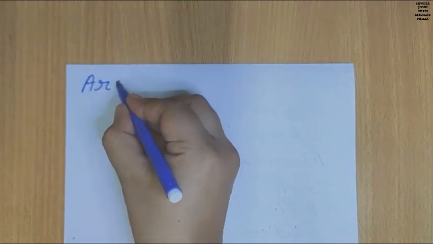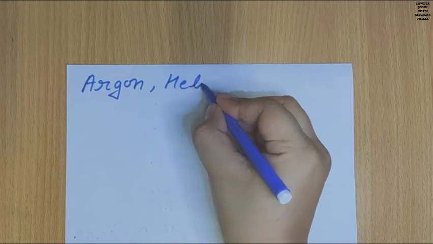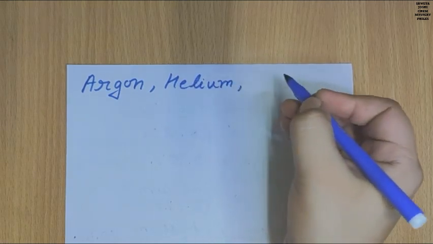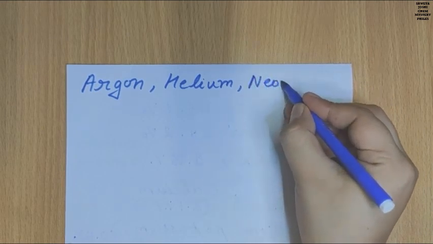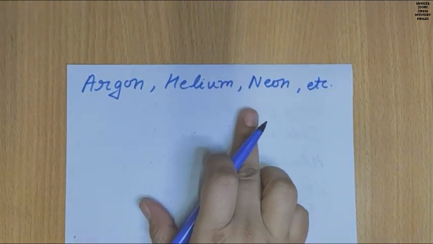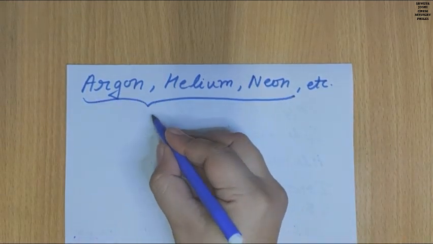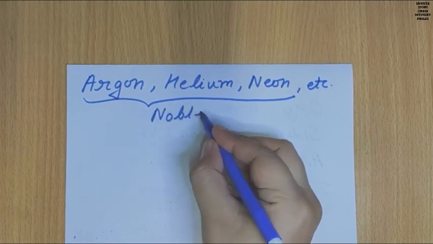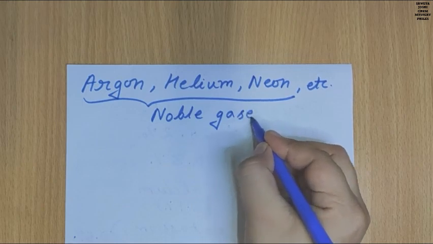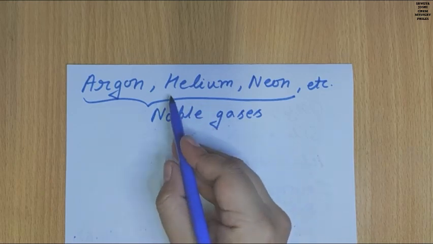Other elements which are present in the atmosphere of the Earth are argon, helium, neon, etc. These are unreactive gases which are also known as noble gases, as these are unreactive in nature. That is why the name noble gases is given to these elements.